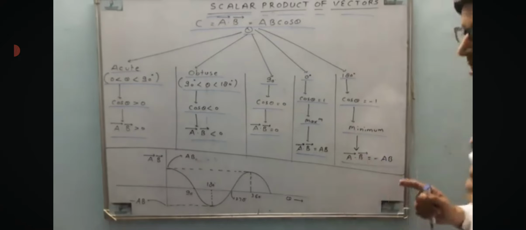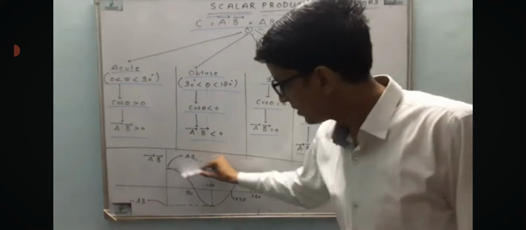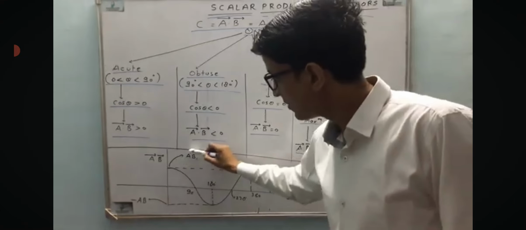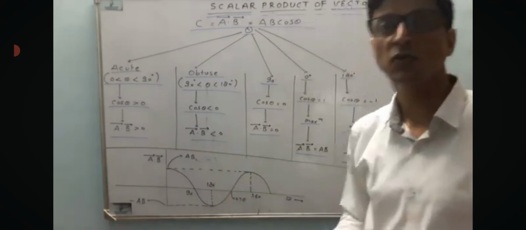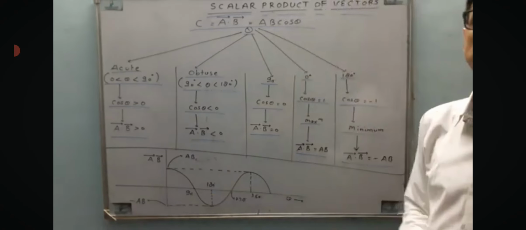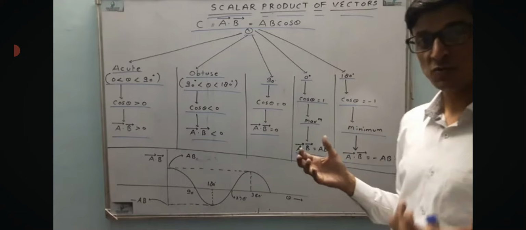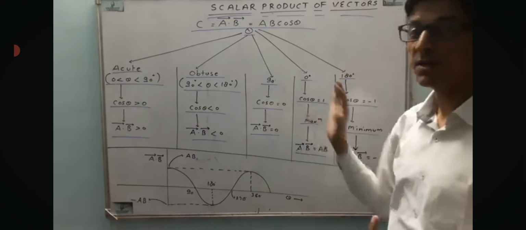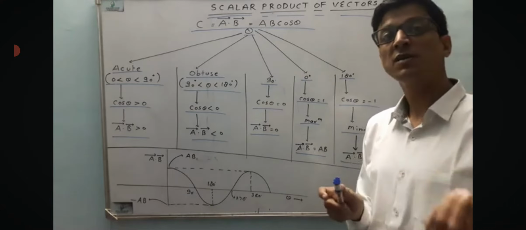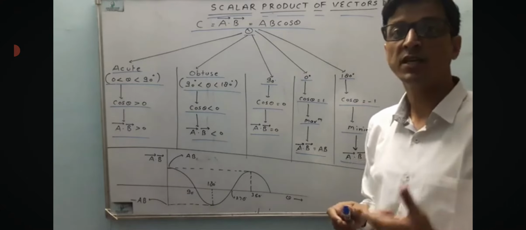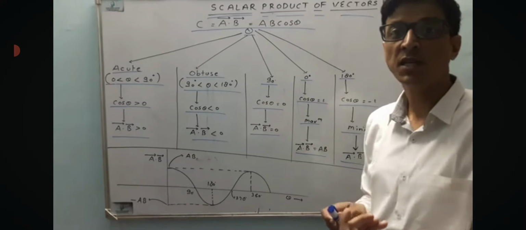Let's see the graph. The graph will be the cosine graph. It will have a maximum value AB at theta equal to 0, and a minimum value minus AB at theta equal to 180, as you can interpret from these relations. So it's very easy to solve your questions by this memory map method. This is basically called a spider map, and in this you learn information in an interconnected way, so that you can learn better, retain better, and perform better.